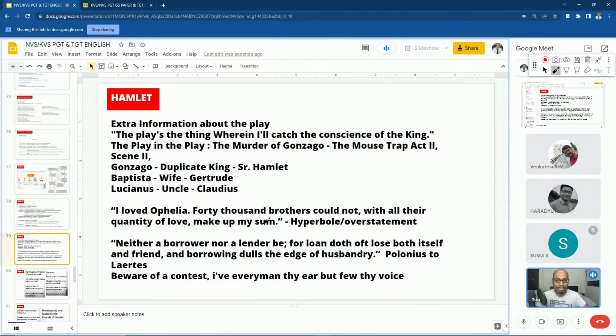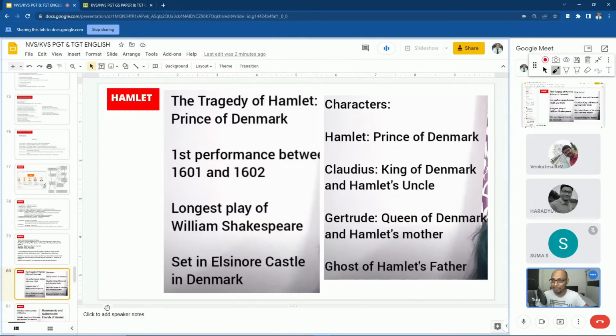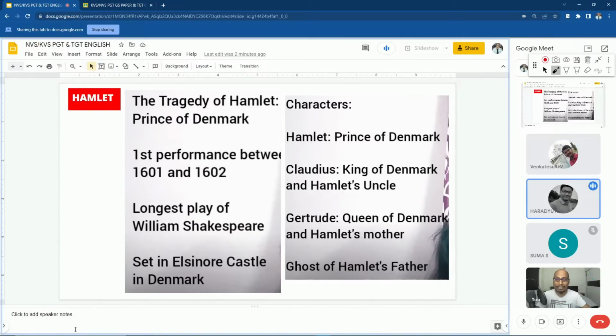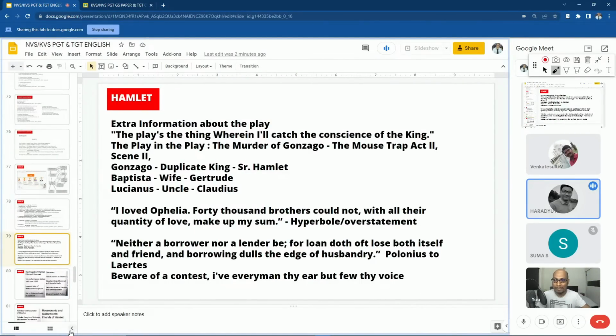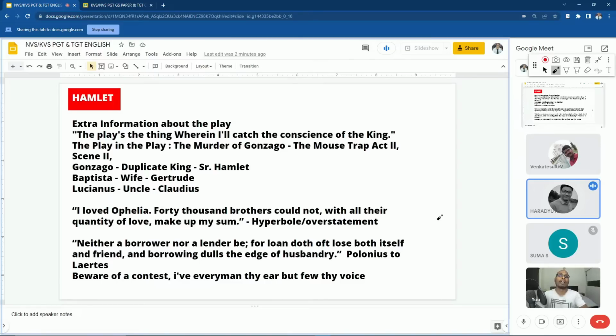You are aware of that, Goji? Yes, sir. Sir, the first hyperbolic statement is told by Hamlet, and to whom? I love Ophelia, 40,000 brothers could not. To Ophelia's brother, I suppose, or to Horatio. I'll confirm it. I'm not getting that immediately now.